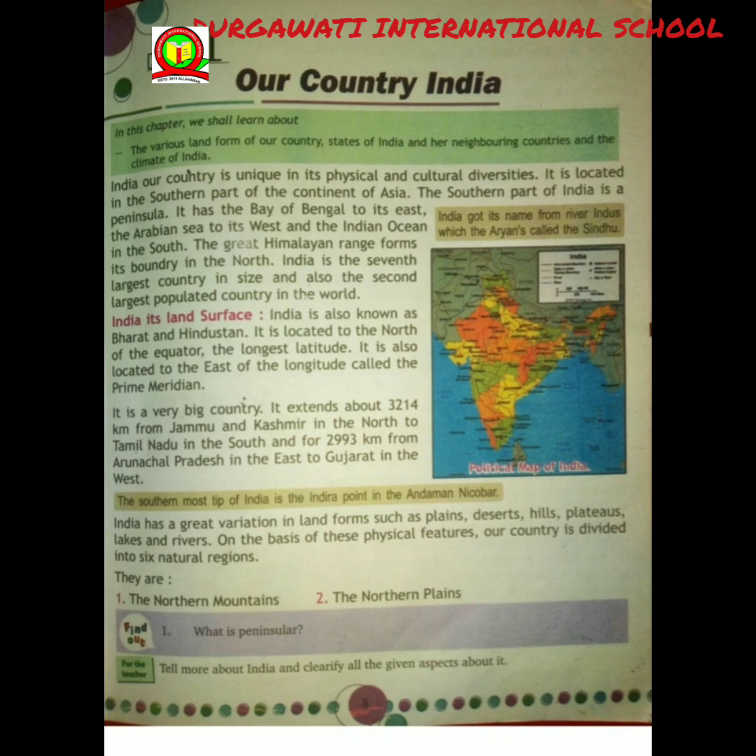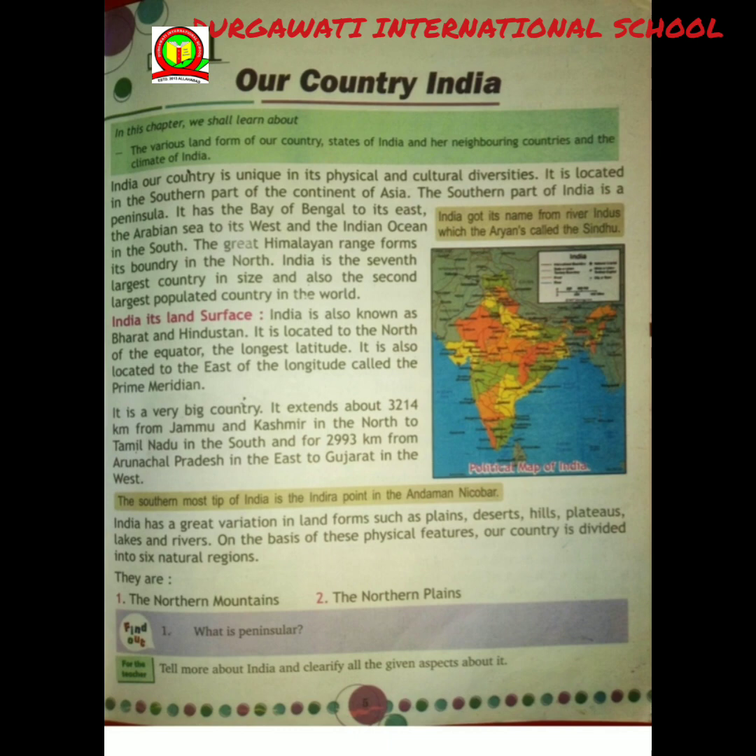Our country India. Here India is a part of the continent of Asia. Most of India forms a peninsula, which means it is surrounded by water on three sides. India is unique in its physical and cultural diversity. It is located in the southern part of the continent of Asia. The southern part of India is a peninsula, that is, three sides of water.